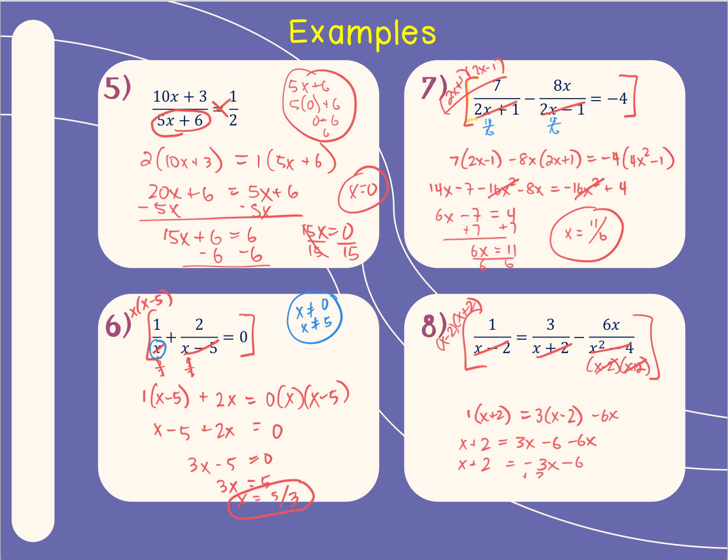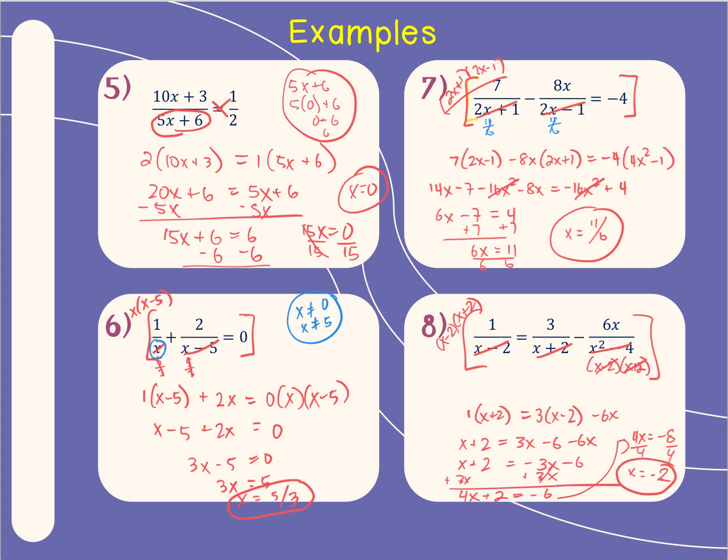I'll add 3x to both sides. And I'm going to get over here 4x plus 2 equals minus 6. And then here I keep going, right? I'm going to get 4x equals, I'm going to subtract 2 from both sides. So I'm going to get minus 8. And I'm going to divide by 4. And I'm going to get x equals negative 2. And so now I have an answer of x equals negative 2.